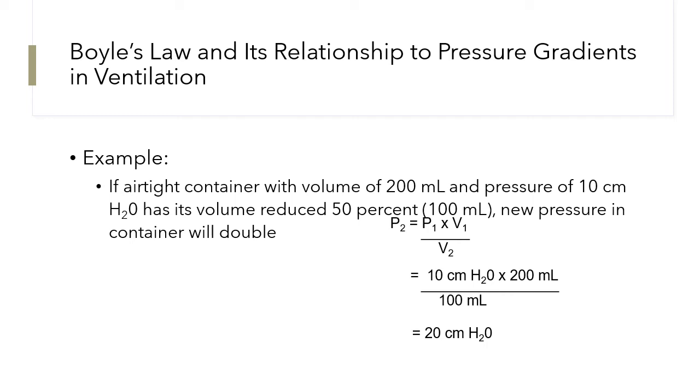So let's do that on a calculator. In your calculators, I want you to put 10 times 200, and that's going to equal 2,000. 2,000 divided by 100 is 20. So my milliliters cancel out. I'm left with centimeters of water pressure. So this will be 20 centimeters of water pressure.